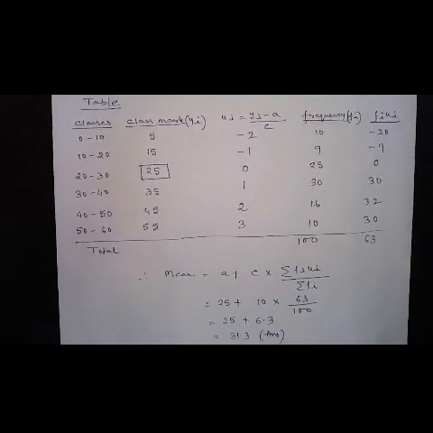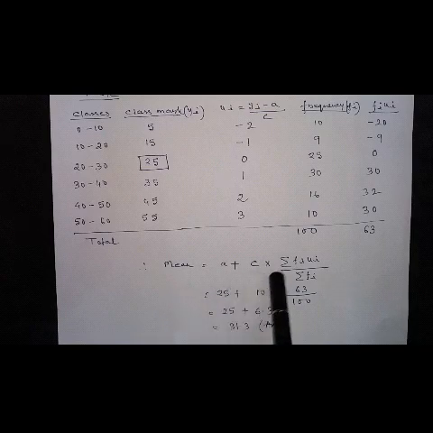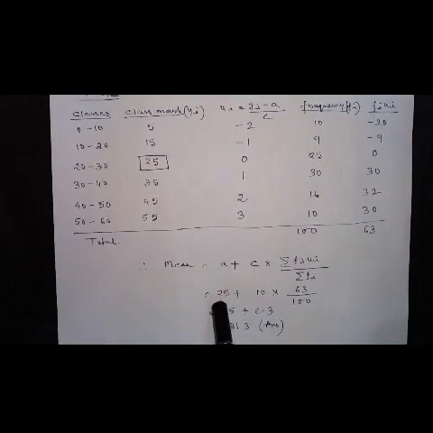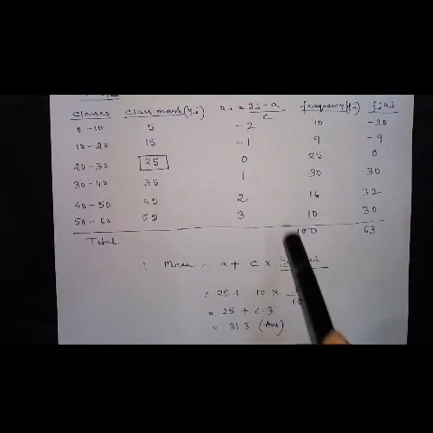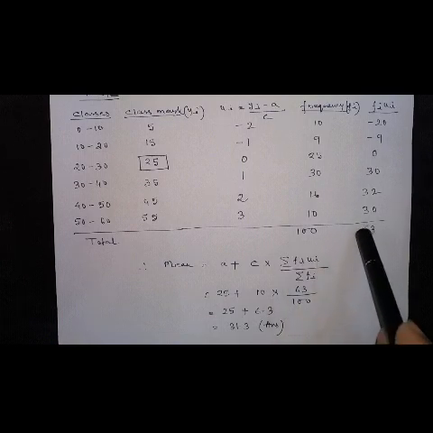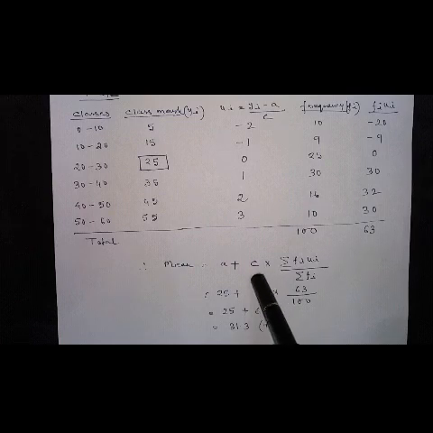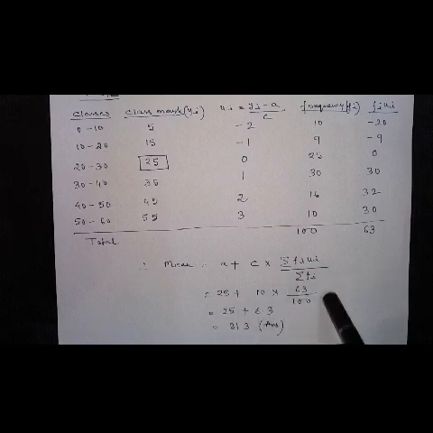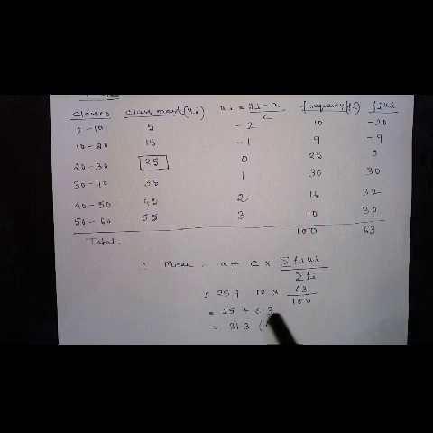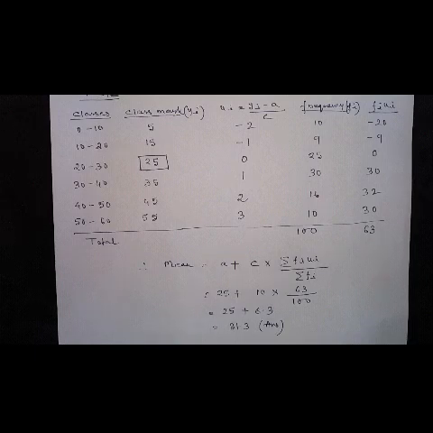So now our mean will be a plus c into summation fi ui by summation fi. A was the assumed mean, that is 25, plus c into summation fi ui, which is 63, and summation fi, which is 100, and c is the class length, that is 10. So if you calculate, this is coming 6.3. So 25 plus 6.3 is 31.3, which is your mean for this distribution. So let us see what is there in the next sum.